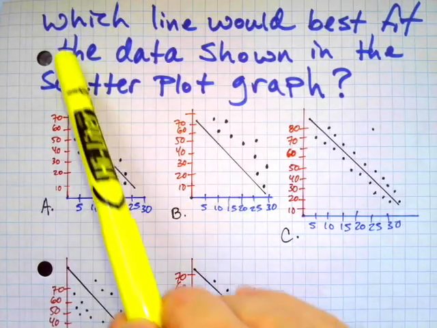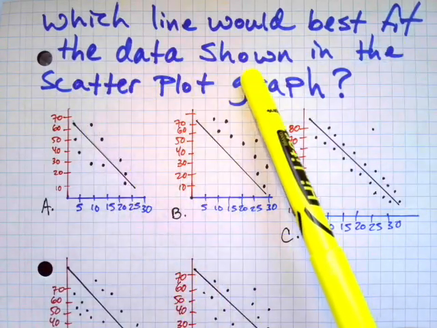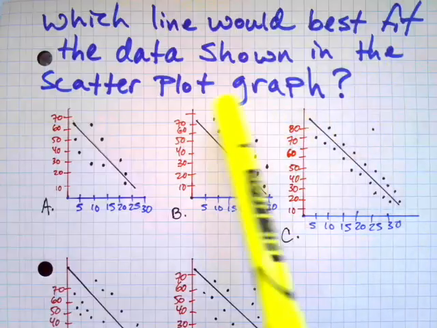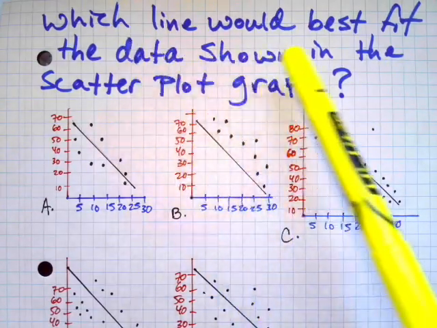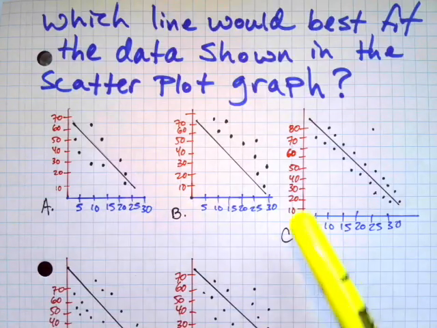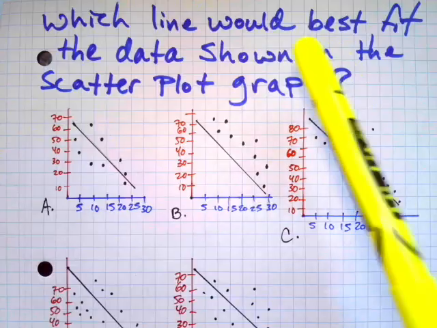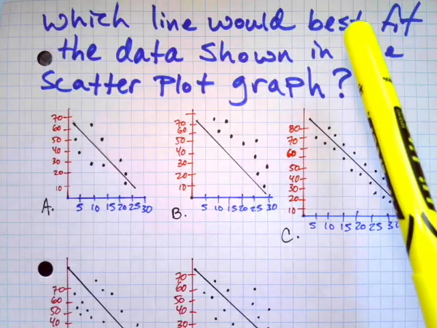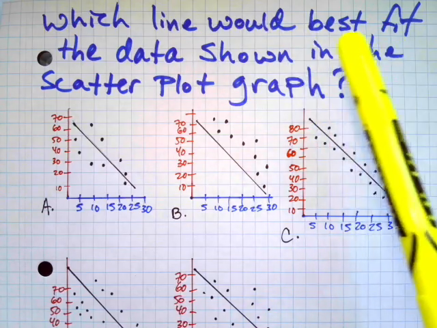All right, getting right into it. Which line would best fit the data shown in the scatter plot graph? So which line, A, B, C, D, and E, I'll show you in a moment, shows the best fit? That's the key to this question. Which one shows the best fit?